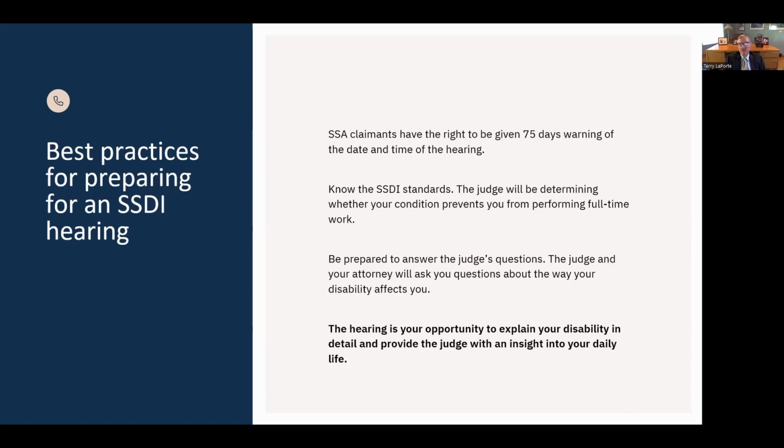The standard is full-time work, not part-time. You don't have to be housebound or deceased to qualify, although sometimes Social Security makes you think that's the rule. The issue really is the ability to perform sustained 8-hour day, 40-hour a week, or its equivalent scheduled jobs.